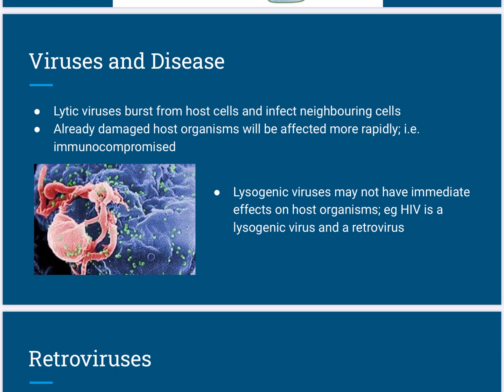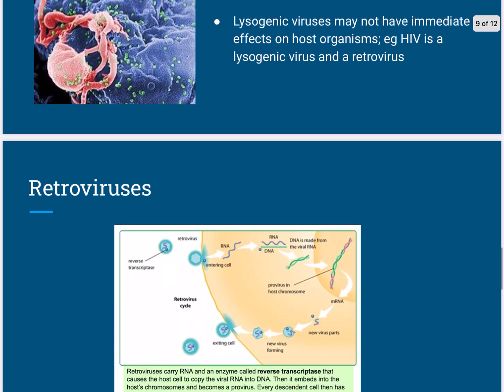Lysogenic viruses, they may not have an immediate effect on a host organism. So an example is HIV, which is a lysogenic virus and it's a retrovirus. So what it does is, in this picture, you can see all the little blue spots. Those are HIV viruses attaching to this cell to cause it to pick up its genetic information and continue to pass it on to all the other cells in the body.